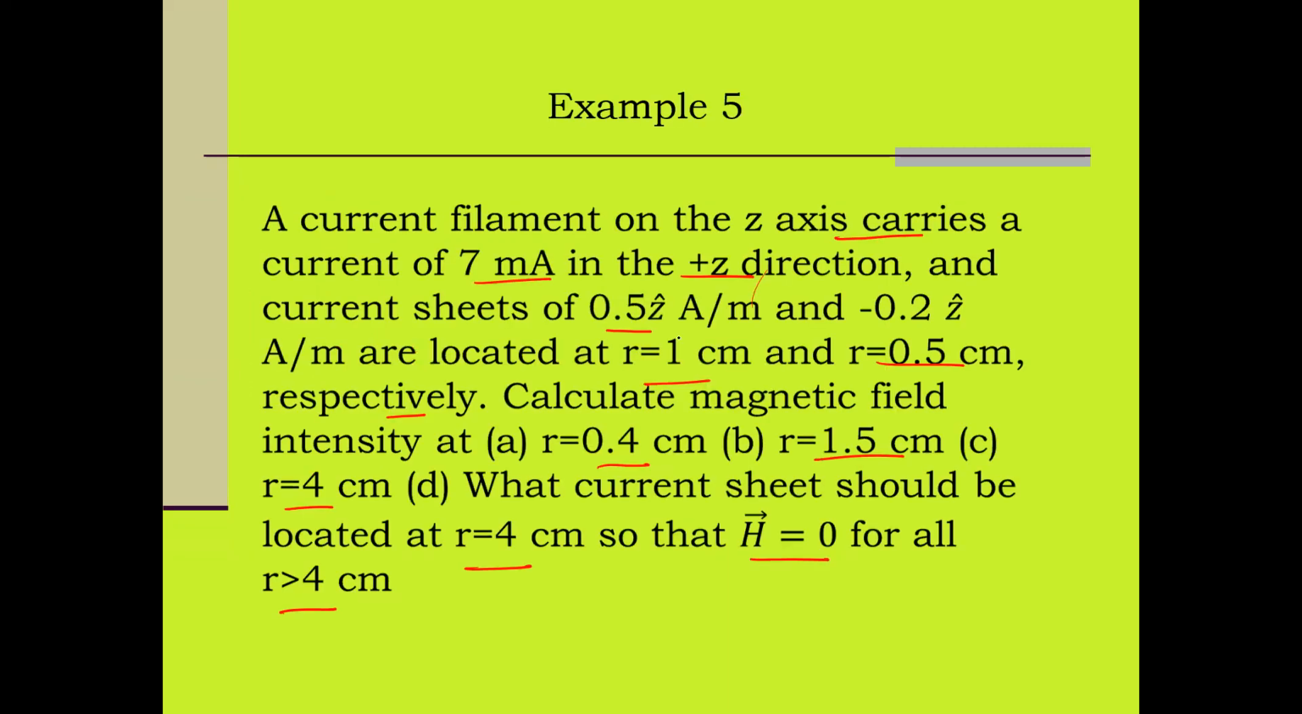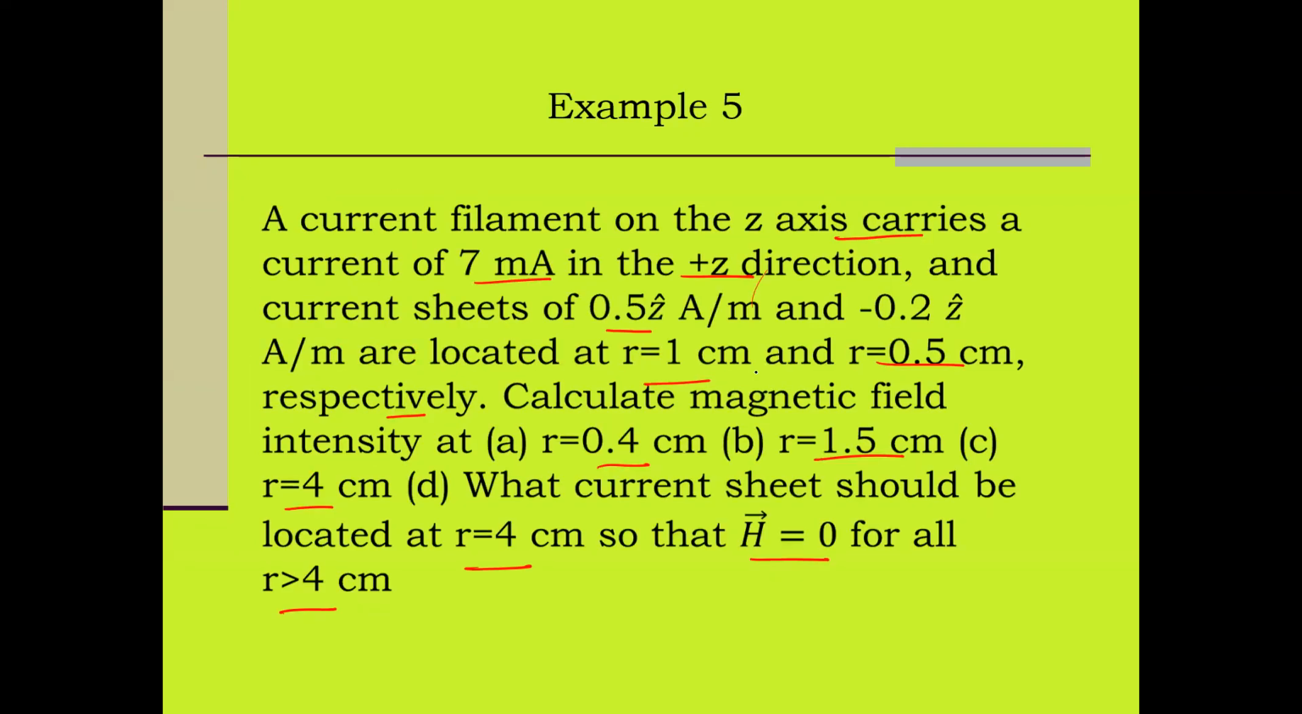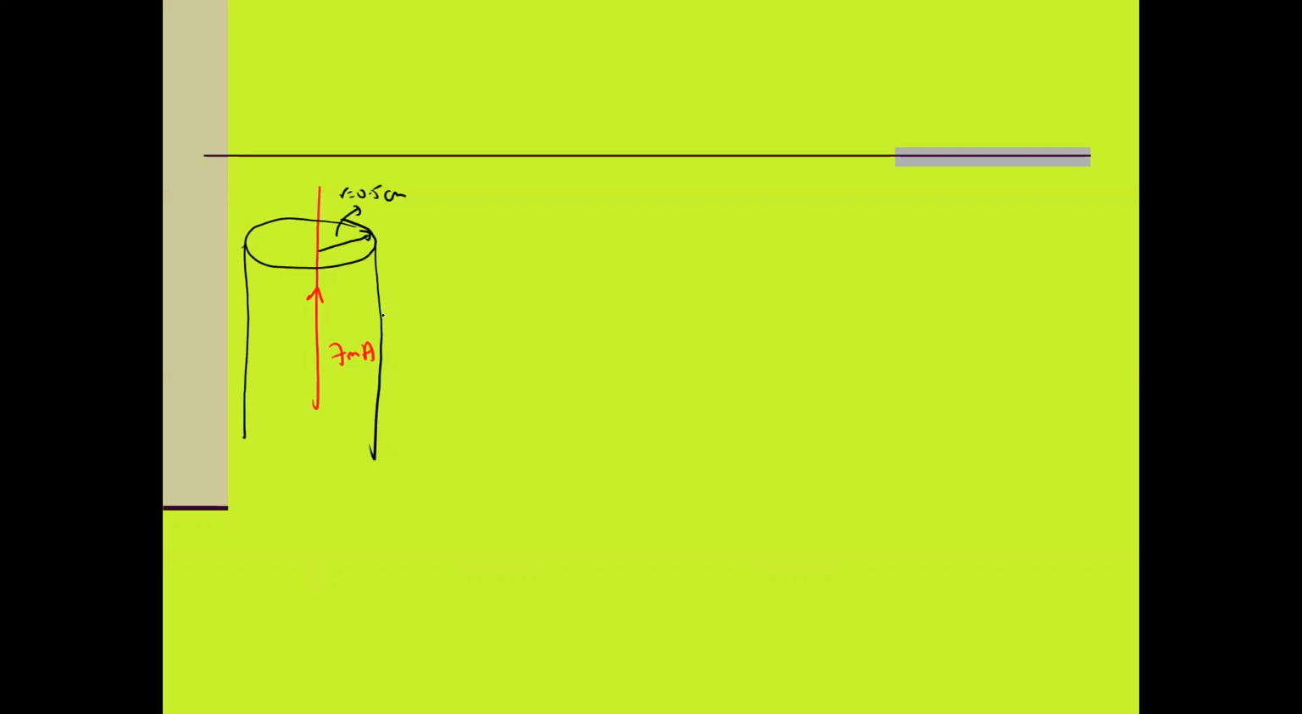Then we have the first surface current located at 0.5 radius, so r equals 0.5 centimeter radius. For that radius, we have a current of 0.2 in the negative z direction. That should be a surface current, basically, right? So we have Js equals 0.2 in the negative z direction.